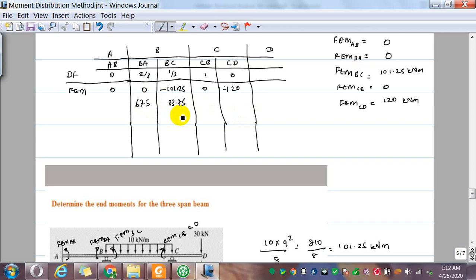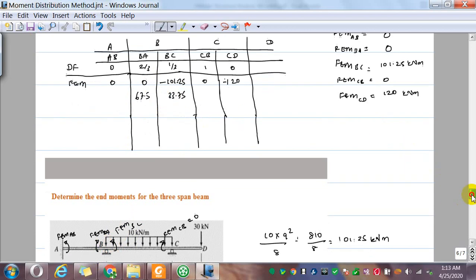Okay, so we take 101.25 and 2/3 of that, 67.5. Now if you sum the 0 and 67.5, it is 67.5. Here it is minus 67.5. So plus 67.5 and minus 67.5 are balancing, matching the compatibility of support B.